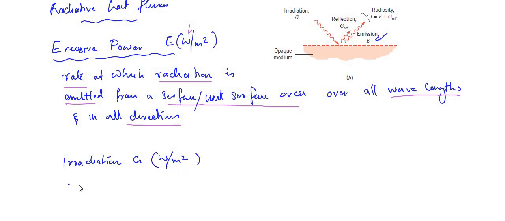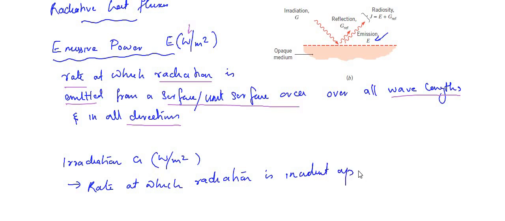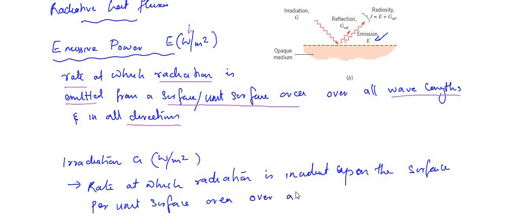Now that is the rate at which radiation is incident upon the surface, once again per unit surface area, and it is applicable over all wavelengths and in all directions.